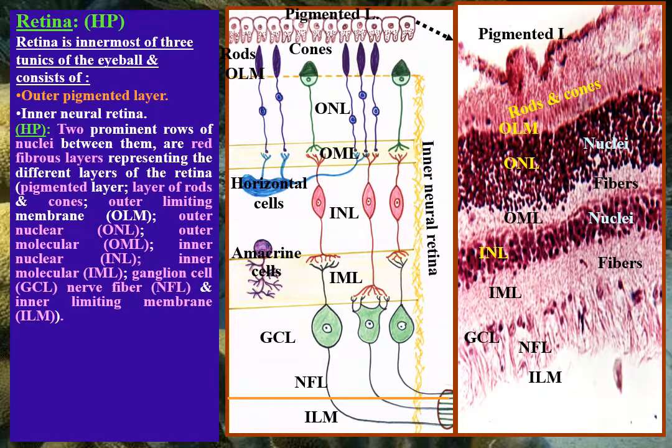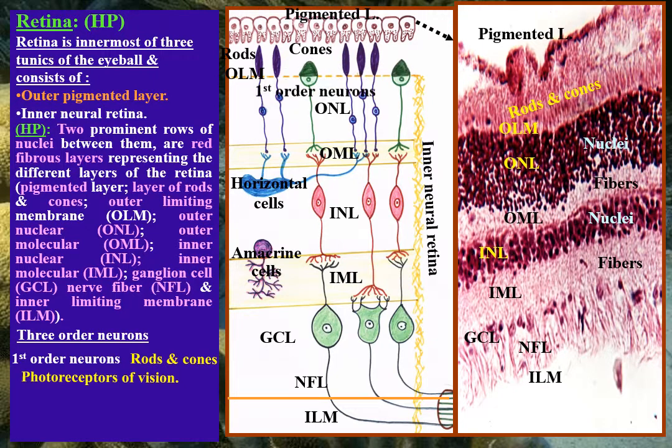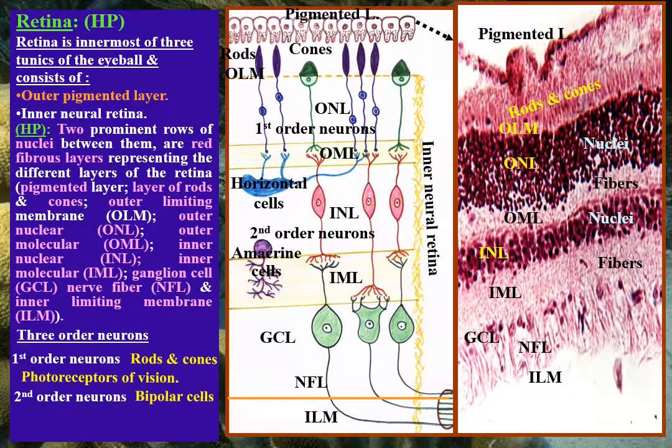Retina is characterized by the presence of 3 order neurons of vision. The first order neurons are the rods and cones photoreceptors of the retina. The second order neurons are the bipolar nerve cells. The third order neurons are the ganglion cells.